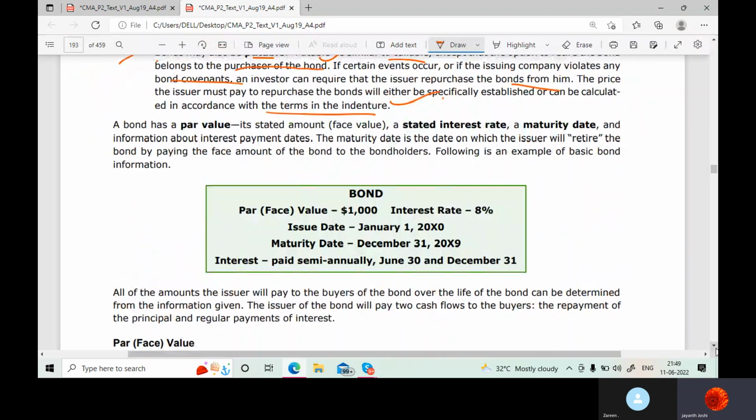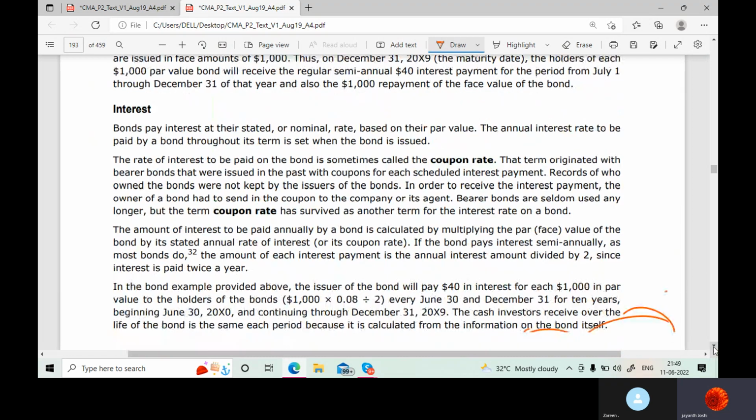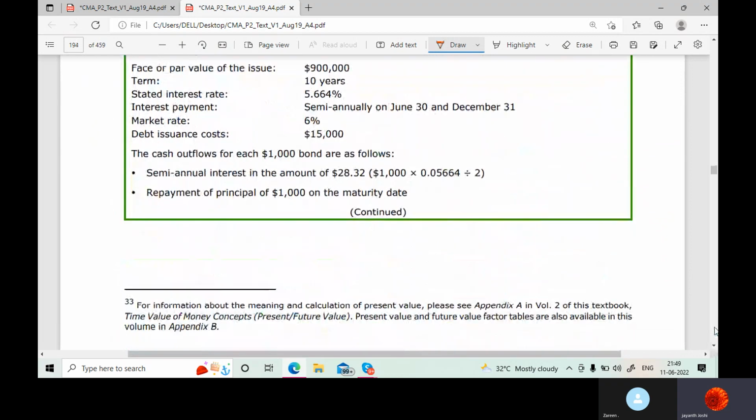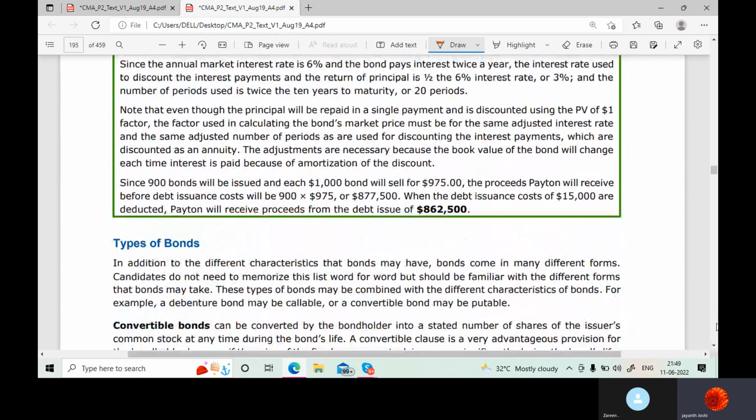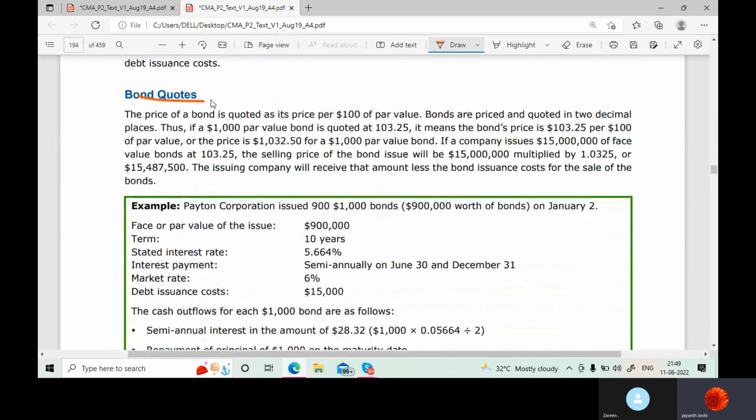So here you can see that this is a bond. It has a par value of 1000. This is the coupon rate, and this has been issued on this date. Maturity is on this date. It's a 10-year one, and the coupon is paid semi-annually, which happens every 6 months. So you have an idea about all those things. Now we can see a question and calculate the price of a bond.